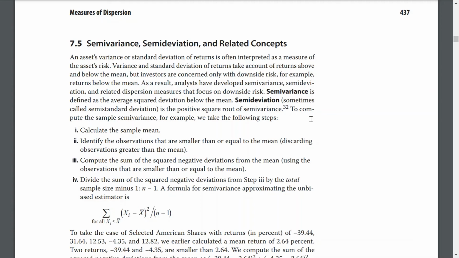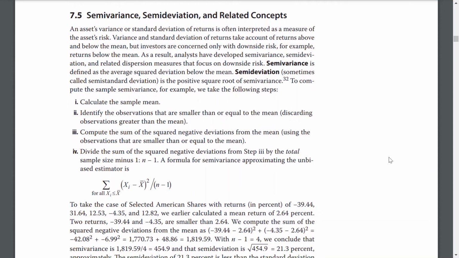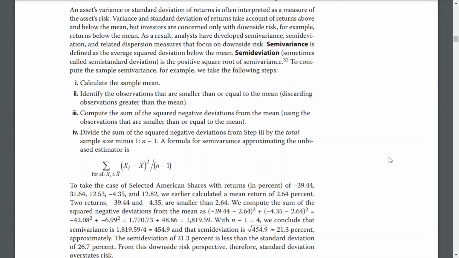Semi-variance is defined as the average squared deviation below the mean. Semi-deviation, sometimes called the semi-standard deviation, is the positive square root of semi-variance. To compute the sample semi-variance, for example, we take the following steps. Calculate the sample mean. Identify the observations that are smaller than or equal to the mean, discarding observations greater than the mean. Compute the sum of the squared negative deviations from the mean using the observations that are smaller than or equal to the mean. Divide the sum of the squared negative deviations from step 3 by the total sample size minus 1.